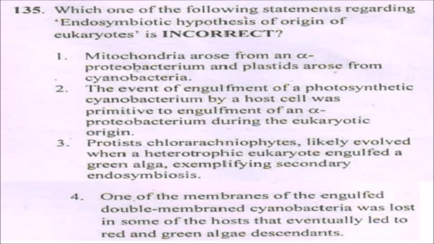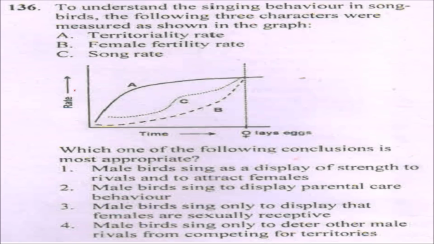Next question: which of the following statements regarding the endosymbiotic hypothesis of the origin of eukaryotes is incorrect? The only incorrect statement here is that the engulfment of photosynthetic cyanobacteria by host cells was primitive to the engulfment of alpha proteobacterium. It is not primitive; rather, the alpha proteobacterium is more primitive in comparison to cyanobacteria. So the incorrect statement is number 2.